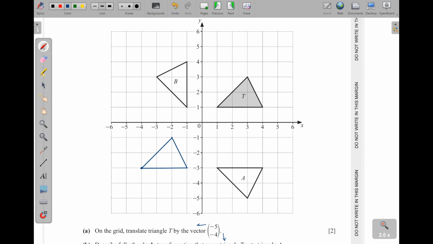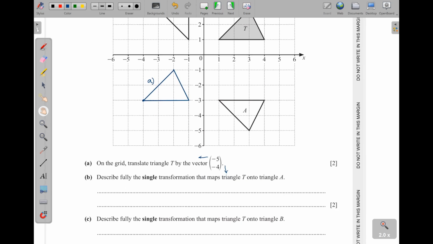They have not told us to label it, but just to be so smart, you just put this is part A. And then describe fully the single transformation that maps triangle T onto triangle A. Now, I have already said that you look at the number of marks that are given. If it is 2, you think about reflection, because you tell us the reflection and then the equation of the line. You say reflection in the line, which line, give its equation.